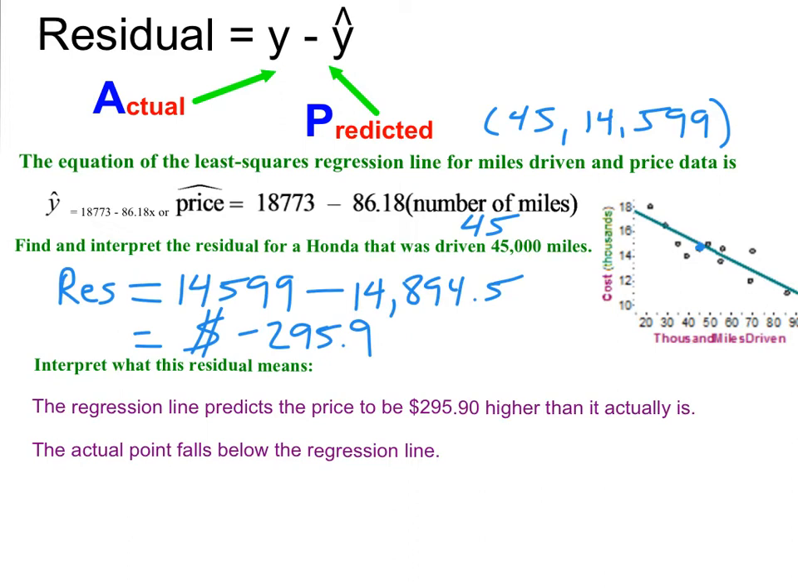I think I do this one down here, which is at 70,000 miles. That's going to have a way bigger residual because it's farther off the line. But we should also talk about which side we were on. We ended up with what we would call an over prediction. Our regression line predicted the price to be $295.90 higher than what it actually was. The actual point falls below the regression line, which you can see on the scatter plot.